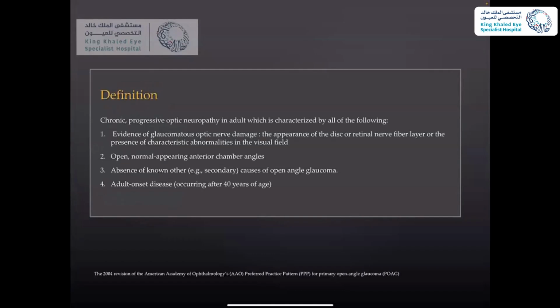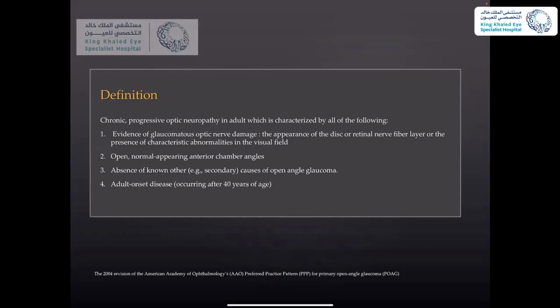To start with, it is very important that you diagnose your patient properly, with the correct diagnosis, so your management will be correct. To diagnose a patient with primary open-angle glaucoma, it is very important to know the definition, which is a chronic progressive optic neuropathy in adults, characterized by all of the following. You should have all of the following to be able to label the patient with primary open-angle glaucoma.